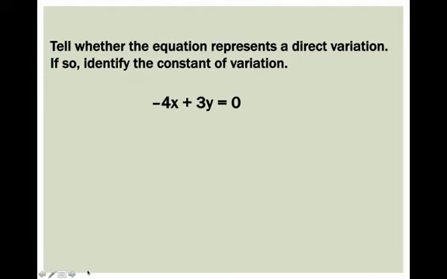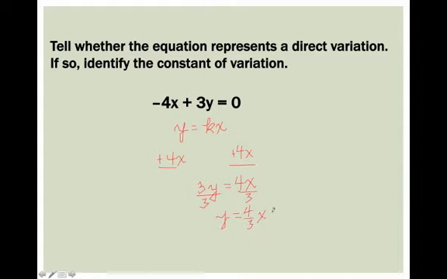Now I've got another one. Is this a direct variation? And if so, identify the constant of variation. Well, this isn't in the form I wanted. Remember, I need it to look like y equals kx. So first of all, I'm going to have to move this negative 4x. So I'm going to add 4x to both sides, and I will get 3y equals positive 4x. Again, I need to have just a y, so I'm going to divide by 3 on both sides, and I get y equals 4/3 x.